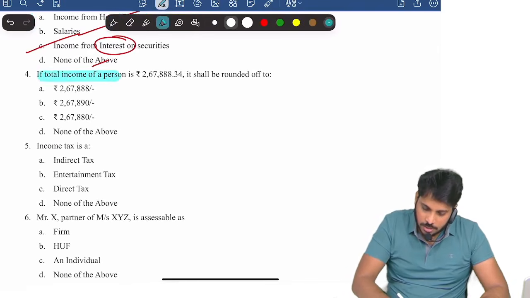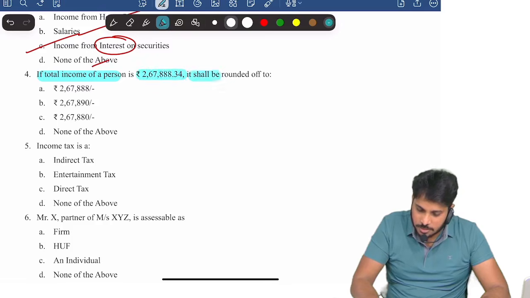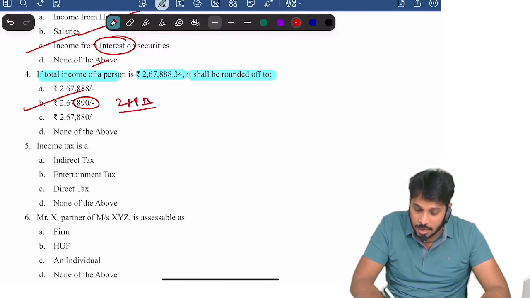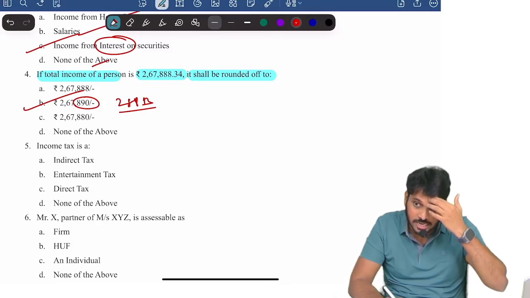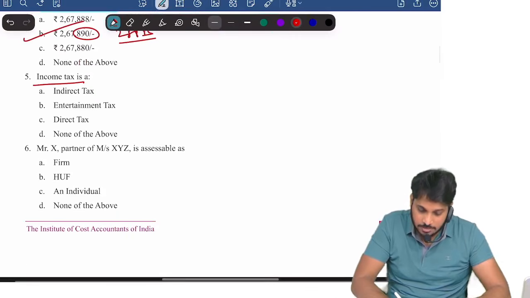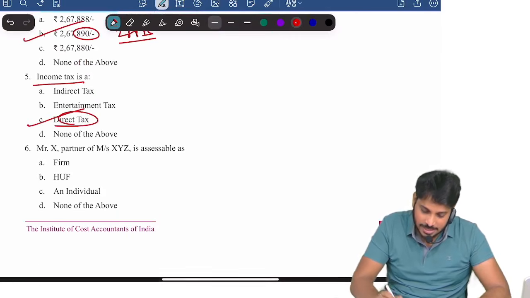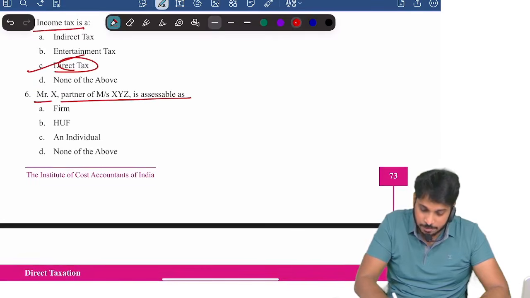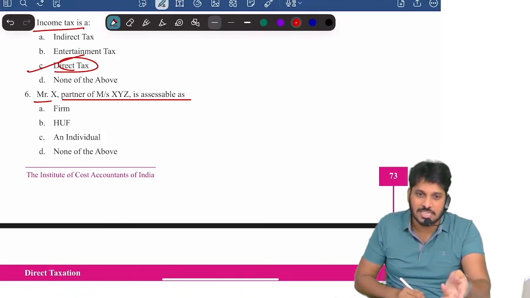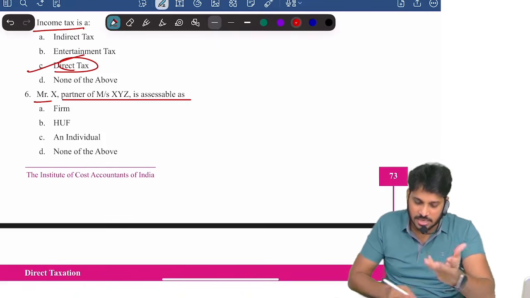If a total income of a person is 2,67,888, it shall be rounded up to nearest 10 rupee. Section 288B: total income shall be rounded up to nearest 10 rupee. Section 288A, 288B, some section is there. Income tax is a direct tax, correct? Mr. X is a partner of a firm, how will he be assessable in income tax? As an individual only. He is an individual, that's it.